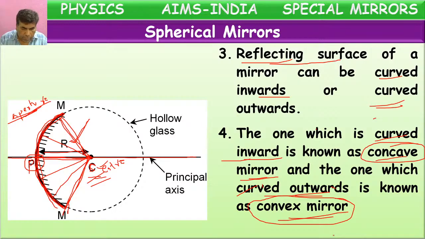Okay. Somebody is asking about radius. We have to say radius of curvature. For a circle, we say radius. But for a mirror, we have to say radius of curvature, center of curvature.